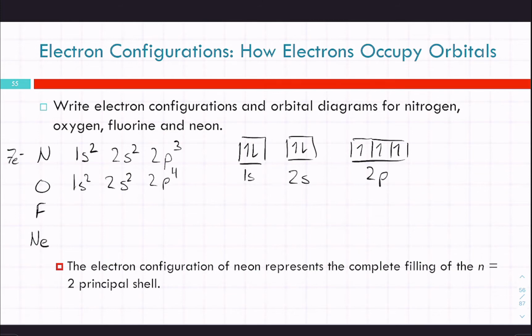All right, so for fluorine, what would we write first if we're going to write out the electron configuration for fluorine? 1s2, 2s2, 2p5.